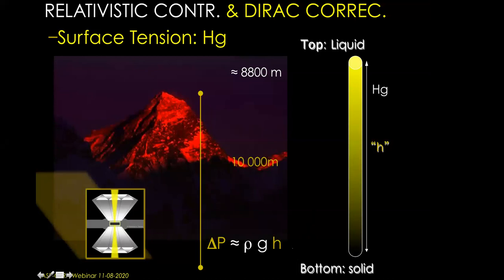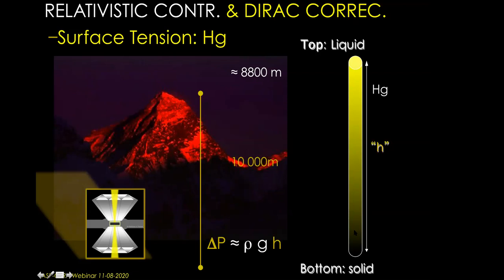If we do that, we will find that H, the height to which I have to fill the tube in order to observe solid mercury at the bottom, will be equal to 10,000 meters. That means I need a tube filled with mercury that has to be higher than the mountain of Annapurna in India, because the Annapurna is 8,800 meters. The tube that I need to see mercury as a solid has to have this height, 10 kilometers. Gosh, 10 kilometers, and I have to fill it with mercury.